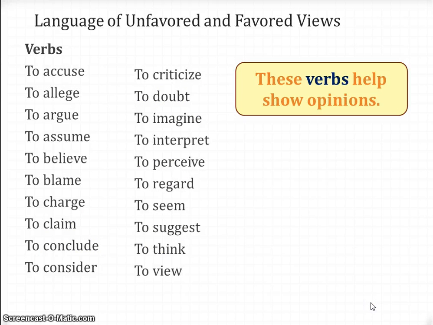Now, how do we show that? In texts, the words help us see opinions. So words like accuse, allege, argue, assume, believe, blame, charge, claim, conclude, consider, criticize, doubt, imagine, interpret, perceive, regard, seem, suggest, think, or view. All of these words help us see that the author is giving an opinion. It's important to know the meanings of these words.